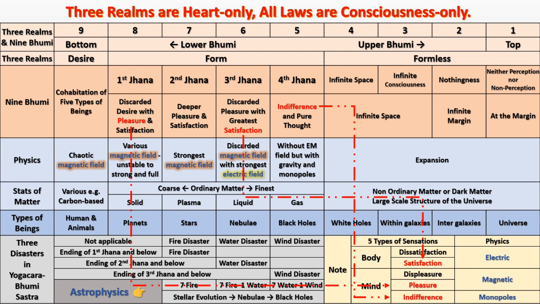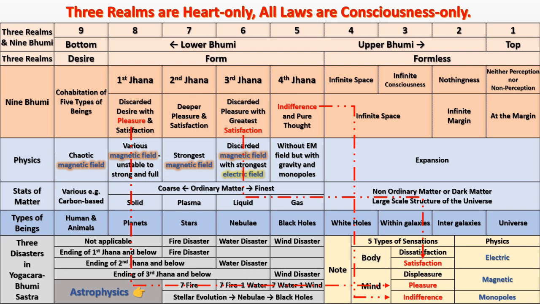This is followed by the will of water, and there is a birth of a third jhana being. This means the birth of a nebula with its electric field. Then there is the rising of the will of fire and a second jhana being. Lastly, the birth of various first jhana beings, or various planets, before the formation of our world is complete.